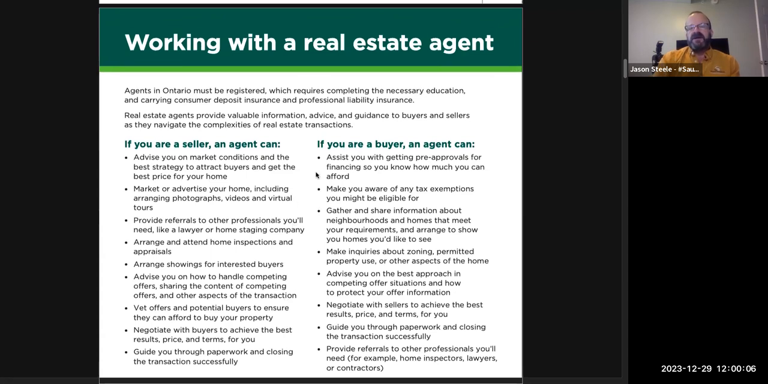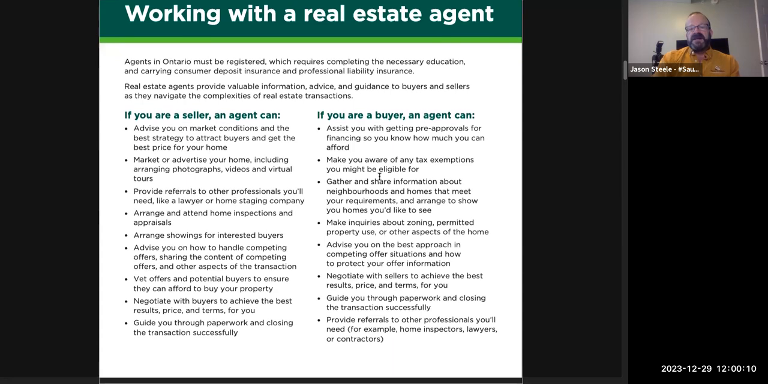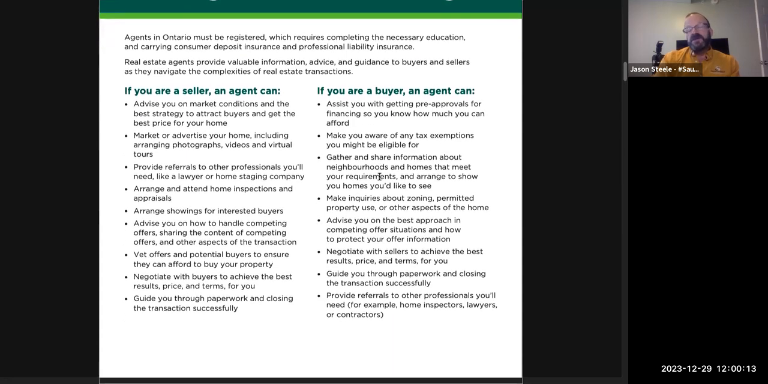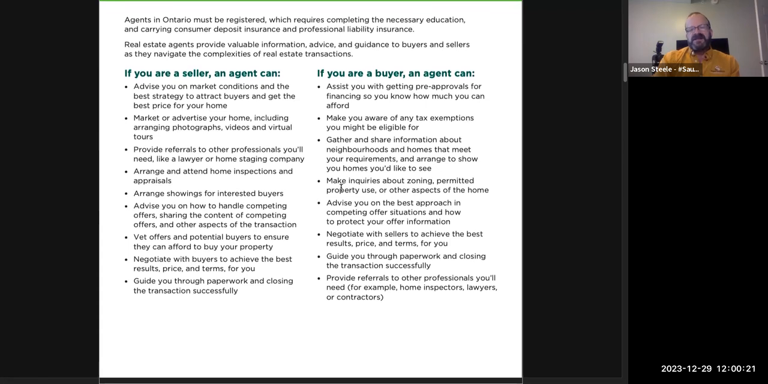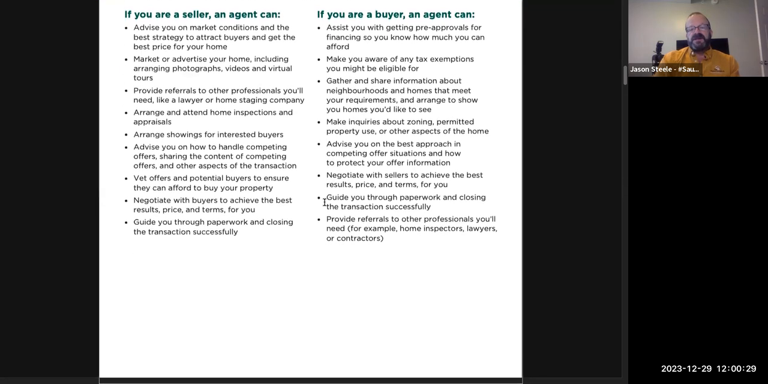If you're a buyer, an agent can assist you with getting pre-approvals, can make you aware of any tax exemptions, gather and share information on neighborhoods, provide you with current market evaluations on the property, discuss if it's a buyer's market, seller's market, the type of market you're in, how best to approach competing offers, and so on.